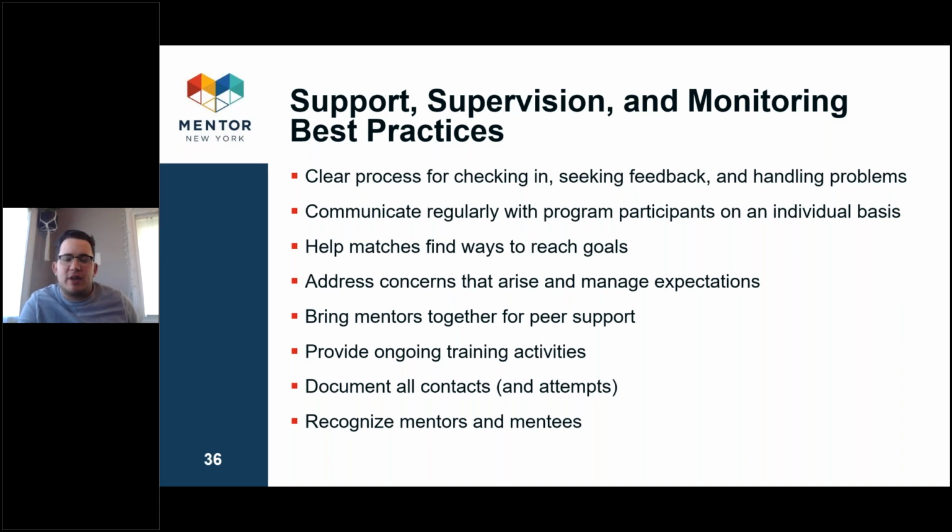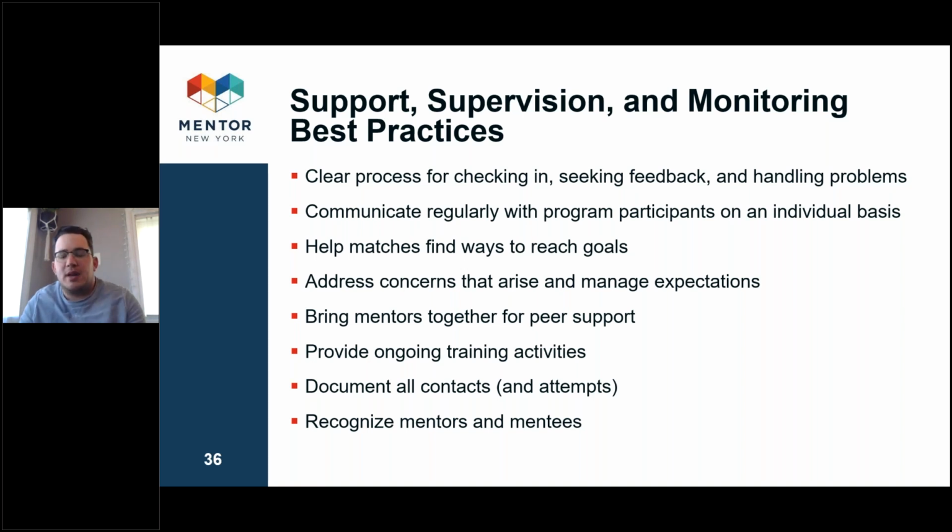You want to be communicating regularly with all program participants, mentors, mentees, family members. Helping matches find ways to reach goals, addressing concerns, bringing mentors together for peer support is really helpful, providing ongoing training activities. So if mentors are all raising issues of like, hey, I'm struggling with, I don't know, some specific issue like family engagement, then you can do a follow-up training where all of them come together and talk about that.